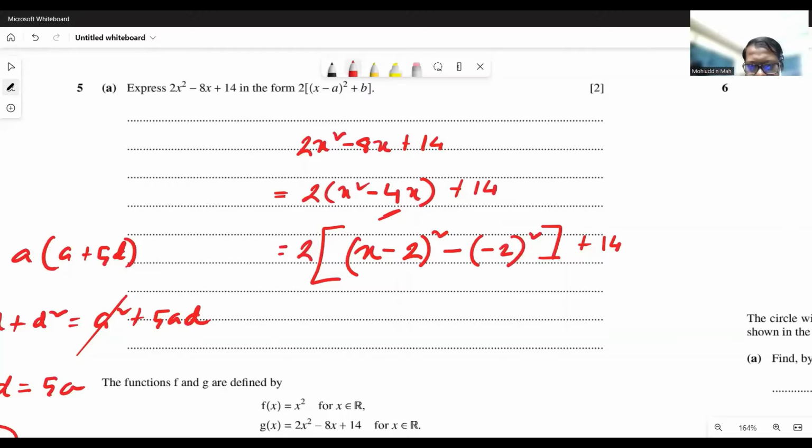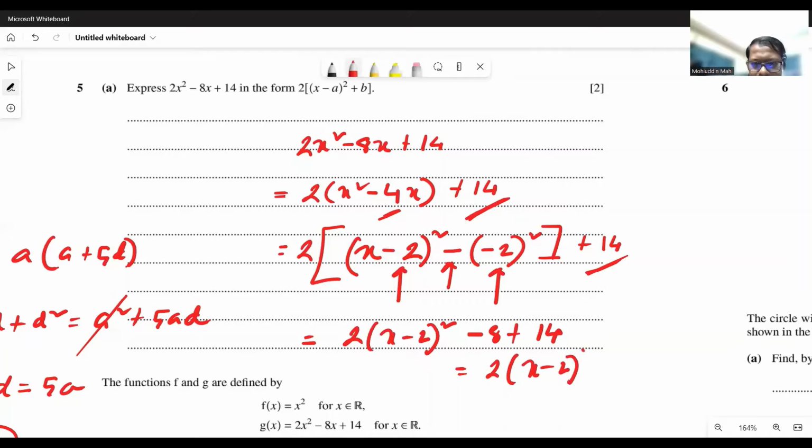This minus sign is within the formula. You always have to write down the negative sign here, and whatever you are writing here, you have to write here as well and give the square sign. And this 14, the constant, will be outside of the bracket. So 2 times (x minus 2) whole square minus 8 plus 14. So that's the completing square form.